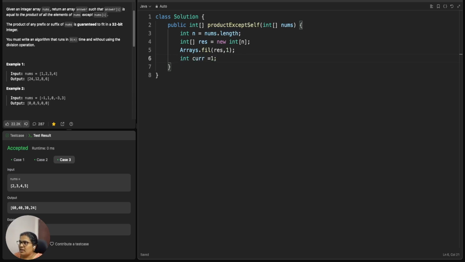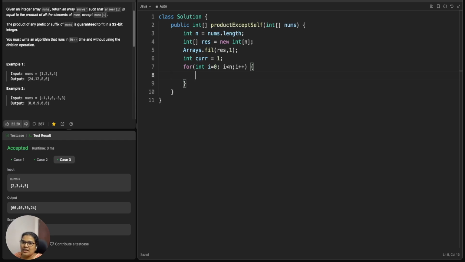And we want a current element. At this point, we are finding the product of prefixes. So we'll start with i equal to 0, i less than n, i plus plus. We are saying that current will hold the product of all its prefixes. So result of i just becomes current. We have to update current for the next iteration, which is why current becomes current into nums of i. So current is carrying all the products till that point. We are just updating it.